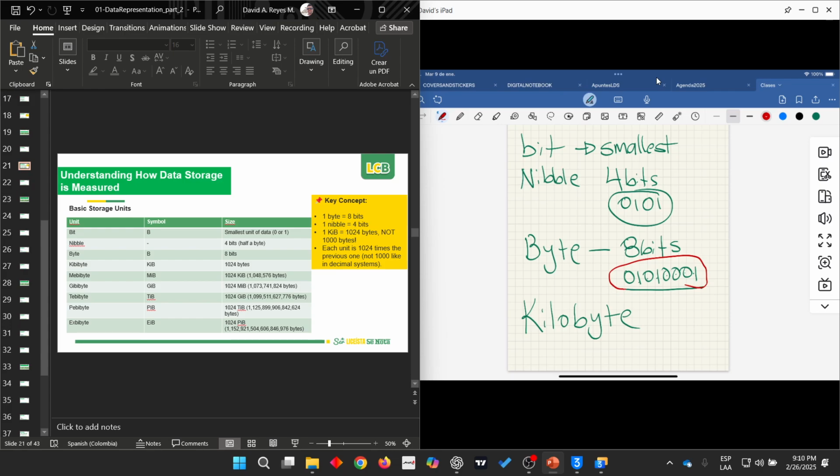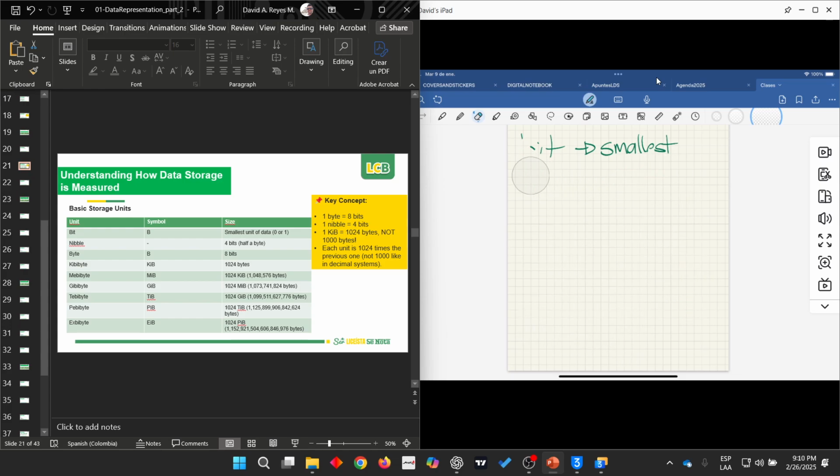Then we have the mebibyte. The mebibyte is the same as megabyte. Gibibyte, gigabyte. Tebibyte, terabyte. Pebibyte, petabyte. Exbibyte, I don't remember it. Okay? But that is not a question that you are going to have in the IGCSE exam. But I told you that I'm going to explain how to start doing conversions.